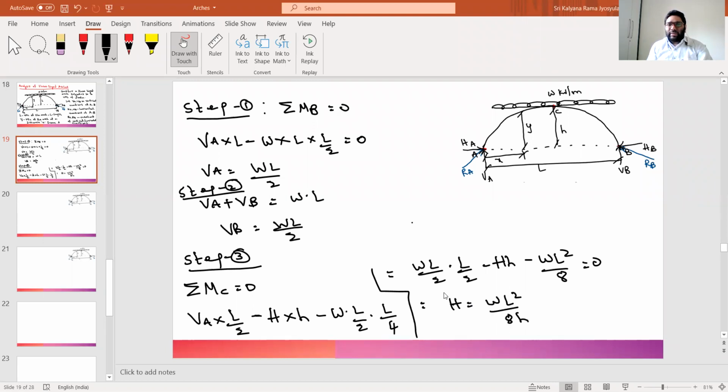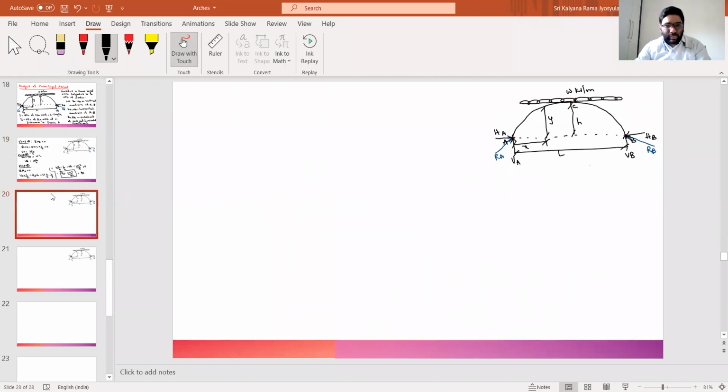WL square by 8h. That can be either HA or HB, you can take anything. So this is equal to HB, because this is positive and this is negative, so both are equal to each other to balance. The sum of all horizontal forces should be equal to 0, and that is where we got HA is equal to HB. Now, moving on to the next step, step 4.